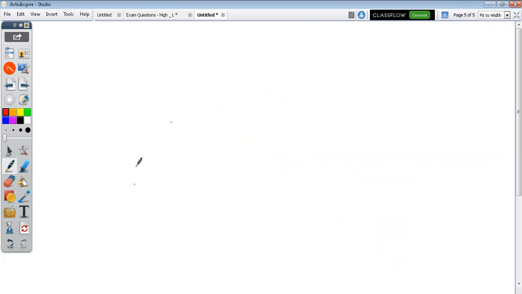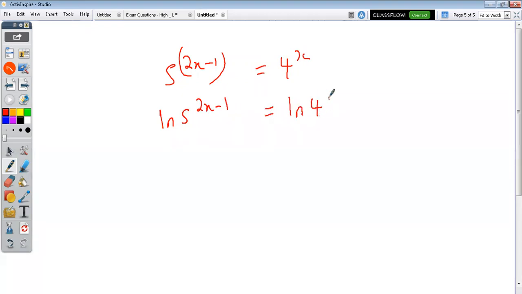Are you guys there? Or I've lost it. If I say 5 to the power of 2x minus 1 is equal to 4 to the power of x, and we want to solve this to find the value of x. To do that, I take lns of both sides. I say ln 5 to the power of 2x minus 1 is equal to ln 4 to the power of x. Then remember we said this is the same as x ln 4.